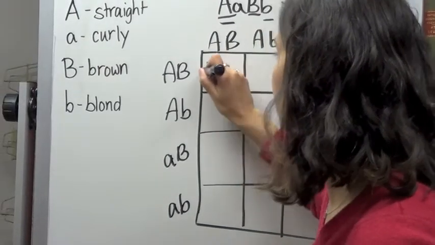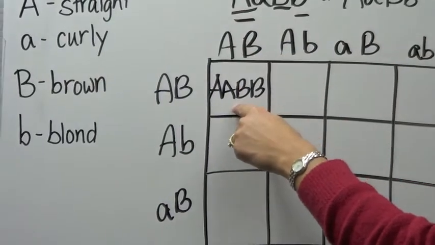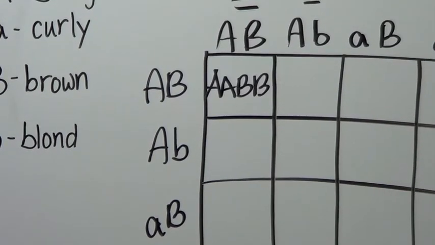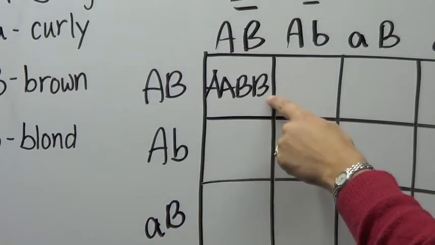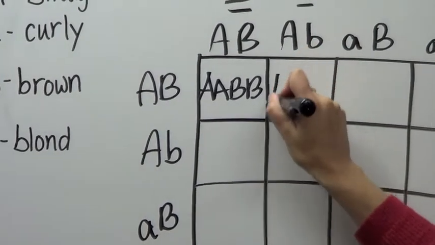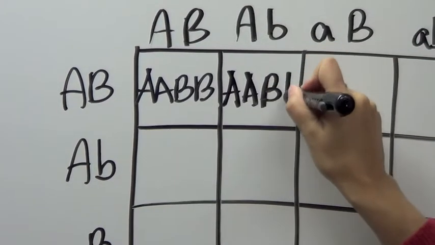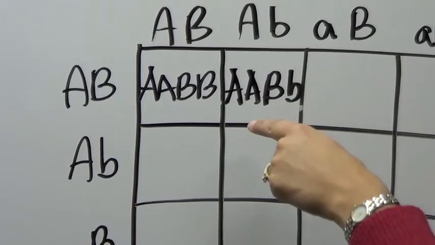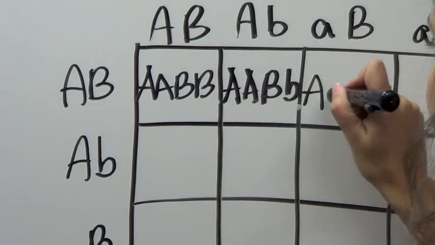For the first box, it's going to be big A, big A, big B, big B, because I simply brought these two down and these two across. You always want to put the capital letter first, and you always want to keep the two alleles together. So this should always read two A's and then two B's, not A, B, A, B. For the second box, it's going to be a big A, a little a, but now a big B and a little b. Again, I made sure to put the big letter first, the recessive allele second, and I put the A's together and the B's together. You're just going to keep filling out your Punnett square.